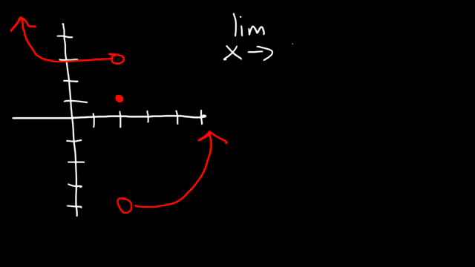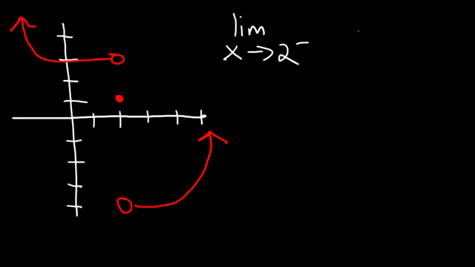Now let's talk about how to find the value of a limit from a graph. Let's just make some points first. So let's say if we have an open circle at this point, a closed circle, and also another open circle. What is the limit as x approaches 2 from the left side?